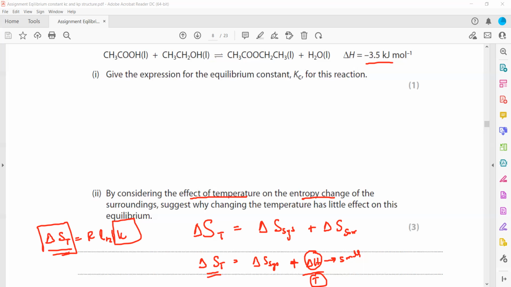So the points which you should include: the enthalpy change is very small for this exothermic reaction, and so by changing the temperature, the entropy of the surroundings won't change too much. As a result, the total entropy will remain more or less constant. And as the total entropy remains constant, or there is a negligible change, the value of K will also be the same. Is the second part clear?